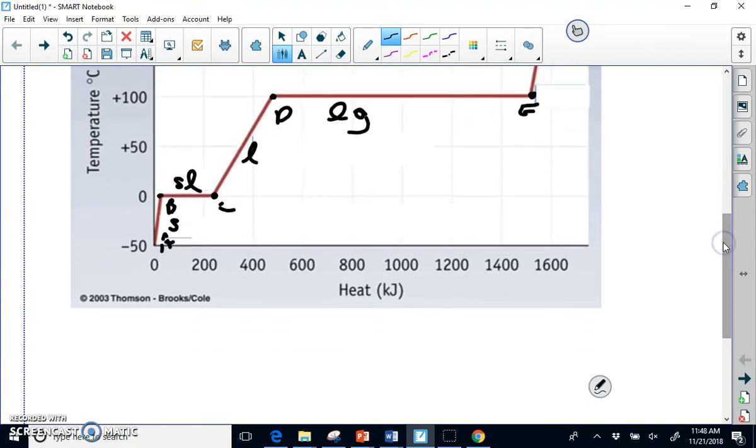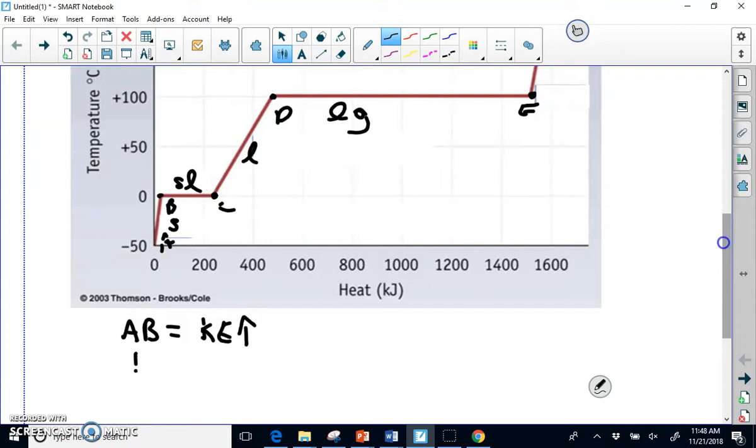Okay, now, what's happening during the line segments? So during AB, we see the temperature's going up, so that means that the kinetic energy is increasing. Now the potential energy stays the same. They don't increase together. When one is increasing or decreasing, the other one is staying the same.